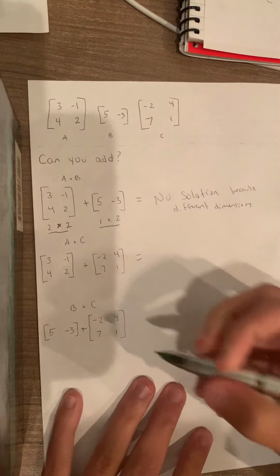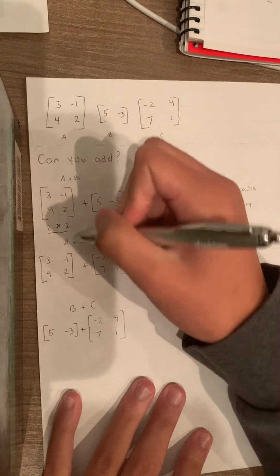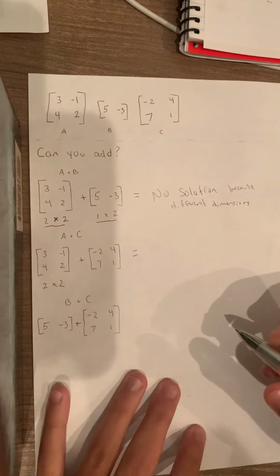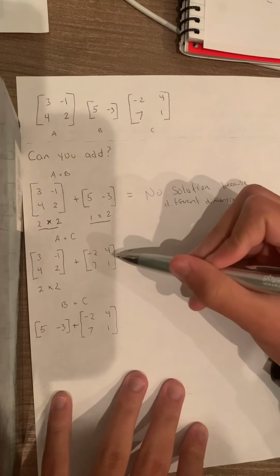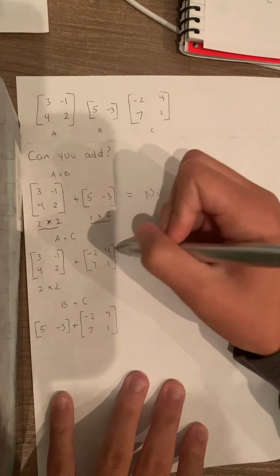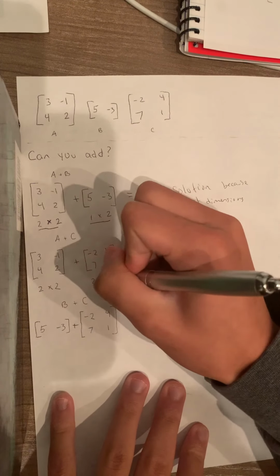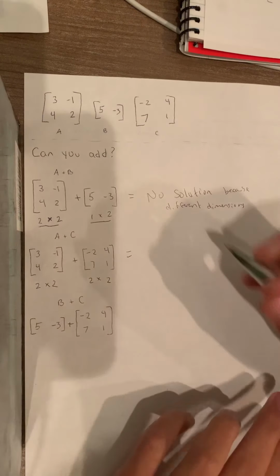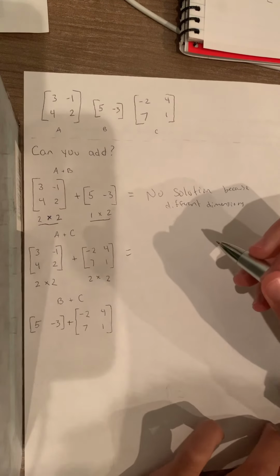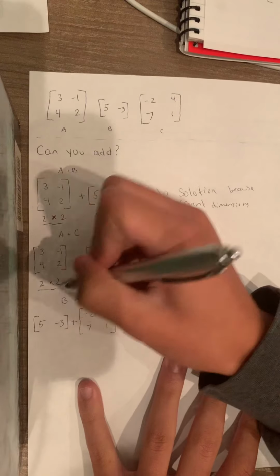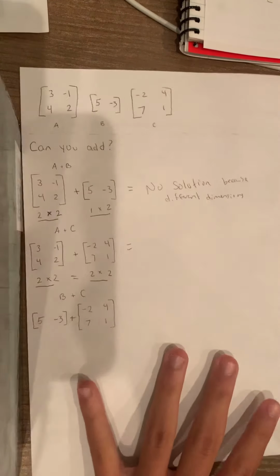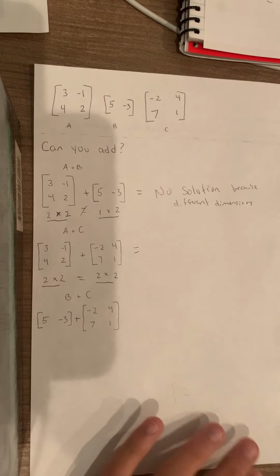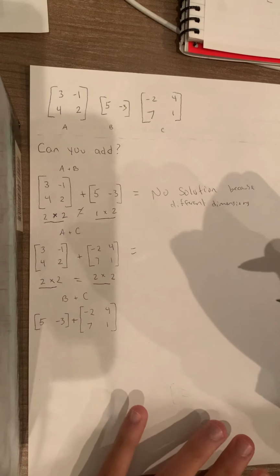Now let's look at this next pair, A plus C. So we already established A was a 2 by 2 matrix, so we can write that down again. A is a 2 by 2 matrix, and matrix C is 2 rows by 2 columns, is also a 2 by 2 matrix. So you can actually add these two matrices together because they are the same dimensions. These are the same dimensions, so you can add them together.